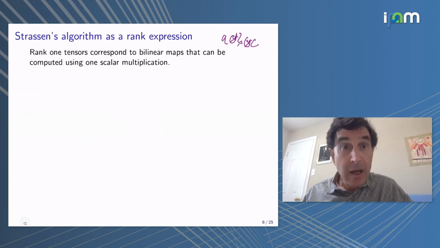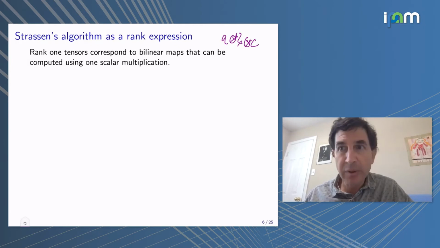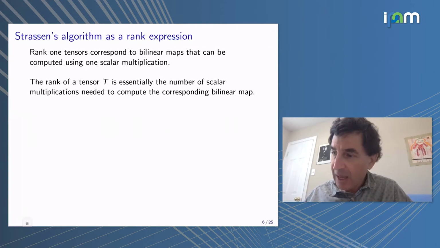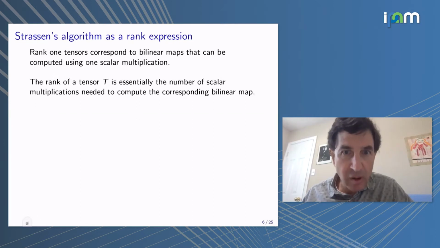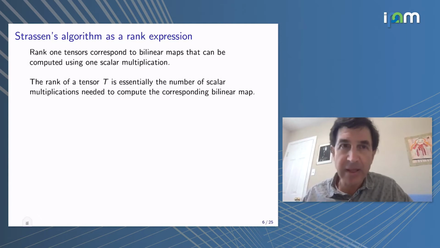Other questions? Okay, so now, instead of a mathematical point of view on tensor rank, we have an algorithmic point of view of tensor rank. That is to say, a rank one tensor corresponds to a bilinear map that can be computed using just one scalar multiplication. And the rank of a tensor is essentially the number of scalar multiplications needed to compute the corresponding bilinear map in an optimal algorithm. The reason I use the word essentially is it depends what model you're using, whether arithmetic circuits or whatever. But no matter what model you use, this rank governs the number of scalar multiplications, and therefore the number of arithmetic operations needed to compute the corresponding bilinear map, in a precise sense of computer science that I'm not going to get into.